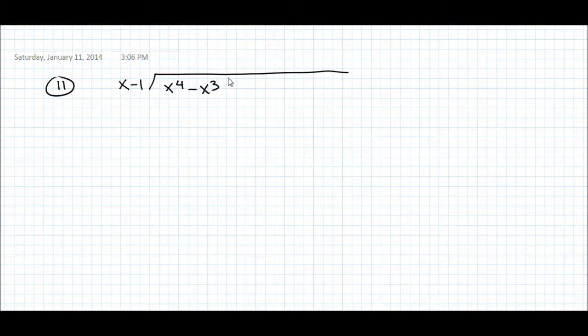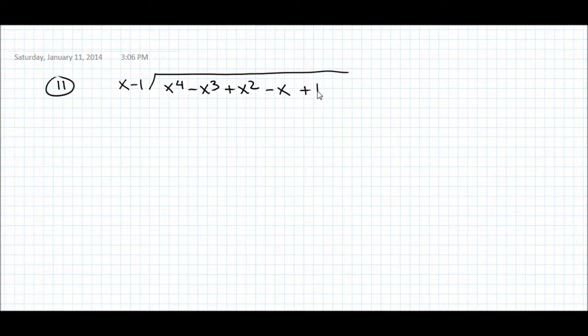Okay, number 11. We're going to do x minus 1 is the divisor of x to the 4th minus x cubed plus x squared minus x plus 1.